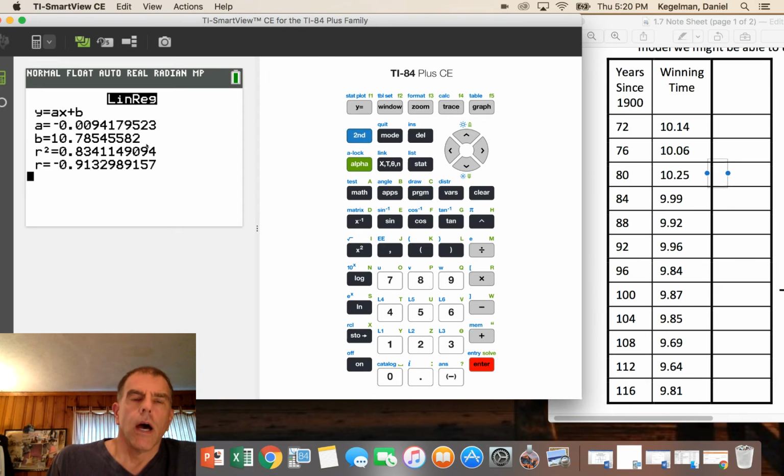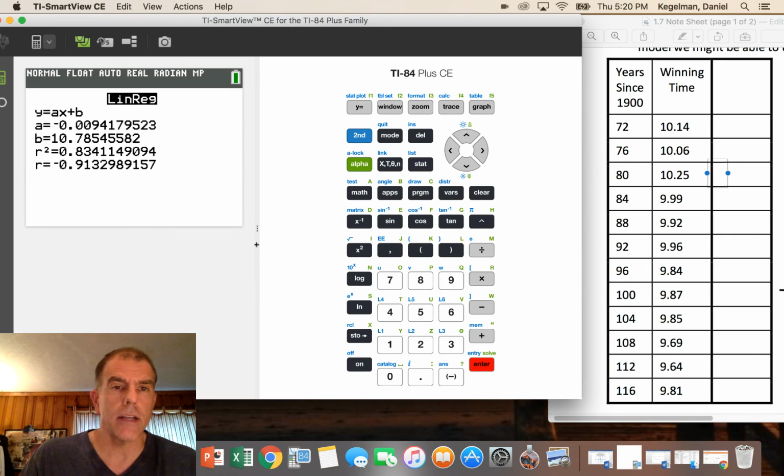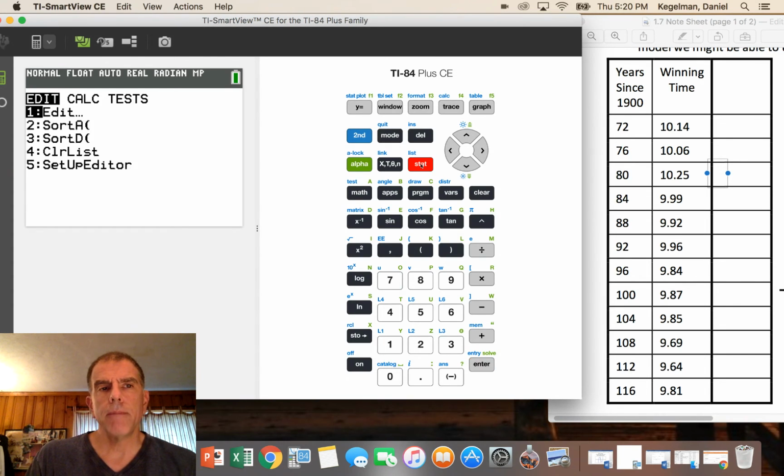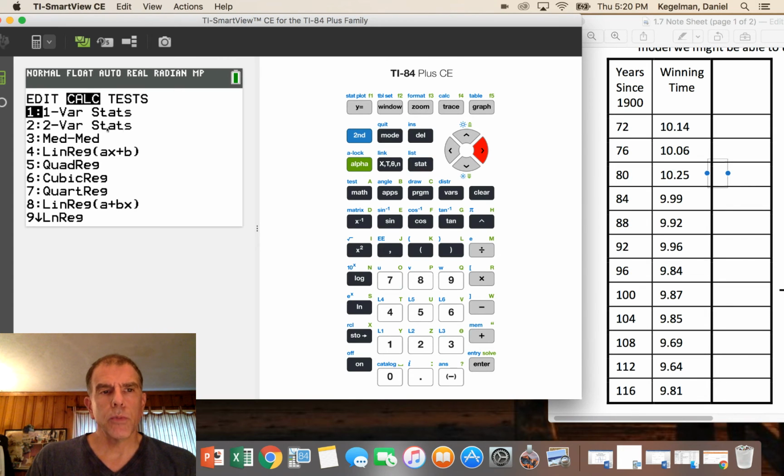Much more reasonable. But now I want to think about that idea that I talked about of maybe having an exponential decay. I think you agree that if this thing was linear, think about 20, 30, 40 years from now, as the line goes down and trends, eventually it would get to 0, a y value of 0. And I'm pretty sure nobody's going to be running the 100-meter dash in 0 seconds. So it'd make a little bit more sense to have it level off, maybe like a horizontal asymptote. So let's go back to stat and over to calc, and we'll explore these other regressions that we have.